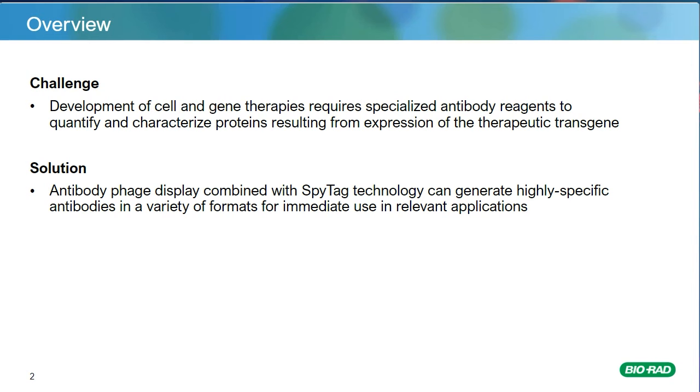I want to start with an overview. Often, our cell and gene therapy customers face the challenge that they require specialized antibody reagents to enable them to quantify and characterize proteins which result directly from the expression of a therapeutic transgene. At Bio-Rad, we hope to be able to offer a solution to this. Using our antibody phage display combined with our SpyTag technology, we're able to generate highly specific antibodies in a variety of different formats, which are able to be used immediately in relevant applications. During this webinar, I hope to expand on this solution more and explain how we might be able to provide you with useful tools for your cell and gene therapy applications.